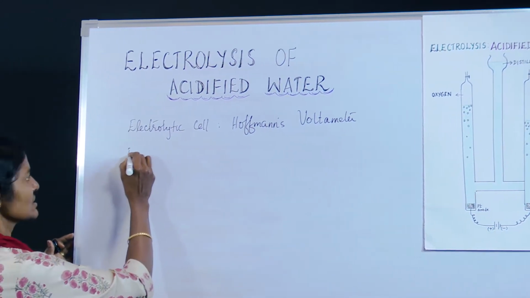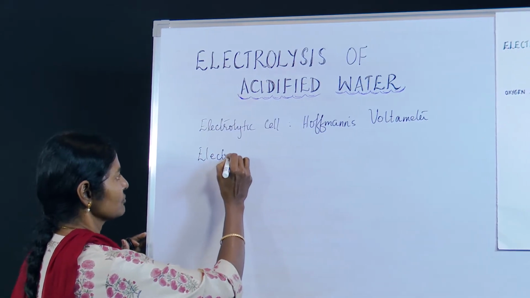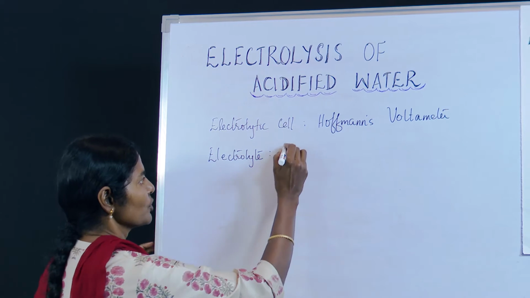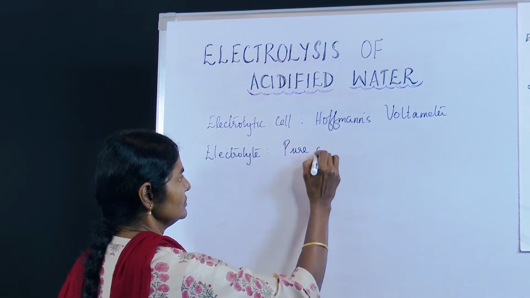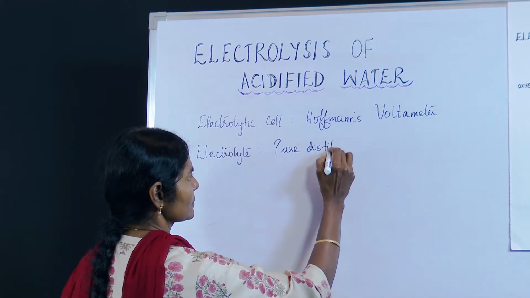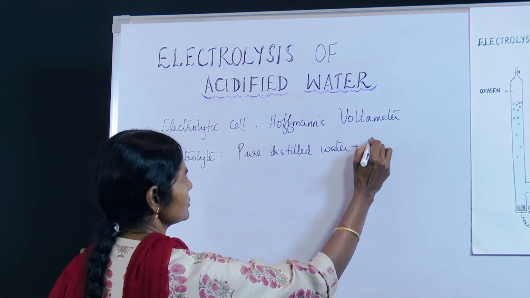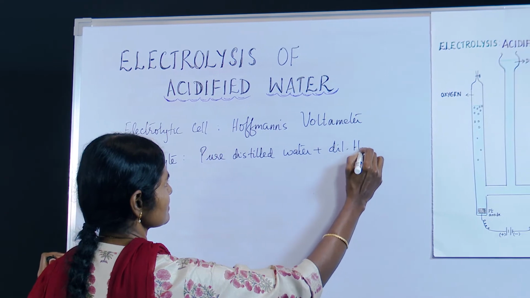So what is the electrolyte made of? The electrolyte is made of pure distilled water and dilute sulfuric acid.